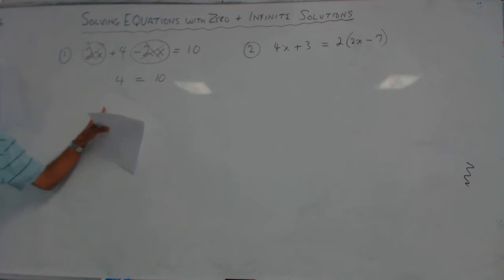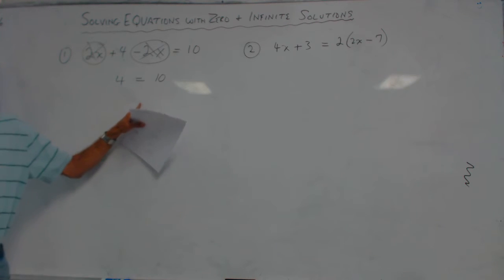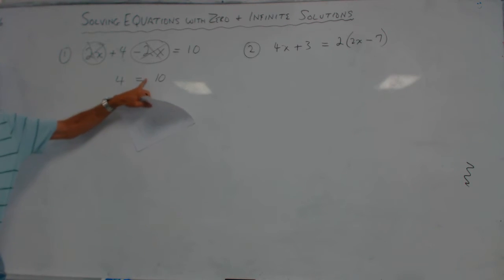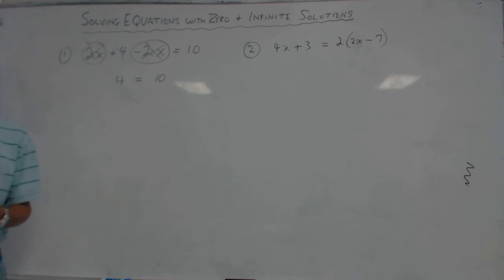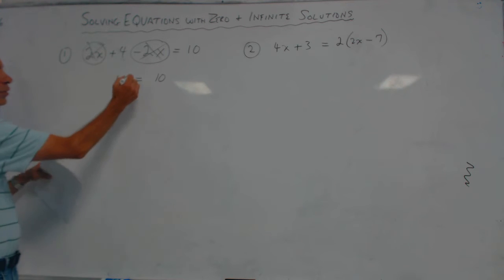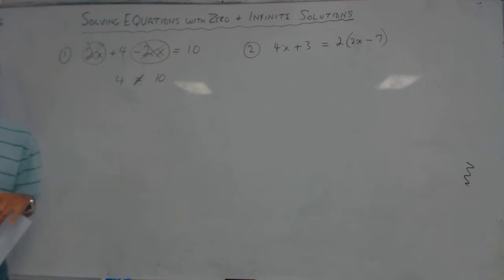Did we just mathematically prove that 4 equals 10? Yes. No. Does 4 equal 10? No. So does anybody know how to change an equal sign into a does not equal? You can put a little line right through it like that. So 4 does not equal 10.